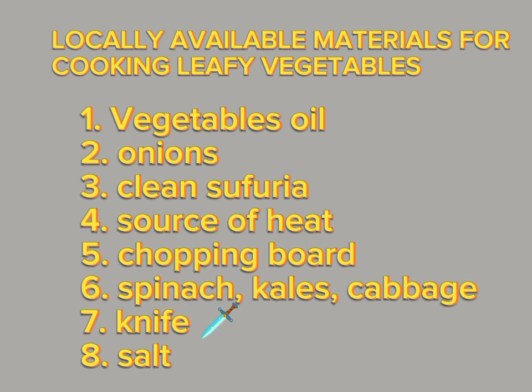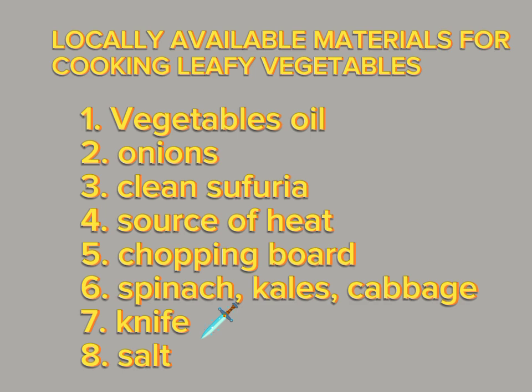Locally available materials for cooking leafy vegetables. 1. Vegetable oil. That one is the first material. 2. Onions. 3. A clean sufuria. 4. A source of heat, because you can't cook without heat. 5. A chopping board, because you must cut these materials into small pieces. And then leafy vegetables, that is, spinach, kales, cabbages, and among others. What are you going to use to cut them? You need a knife, and the knife should be sharp enough. You also need salt, and if you want, you can also use a Royco cube.